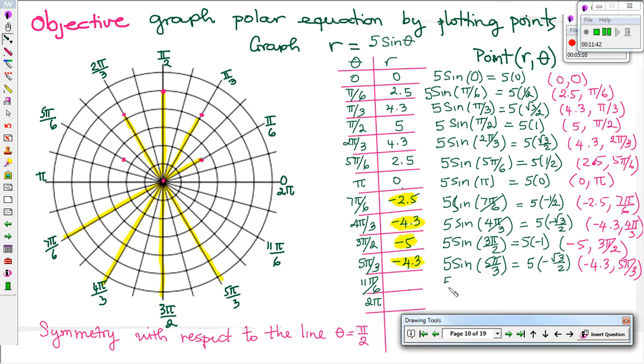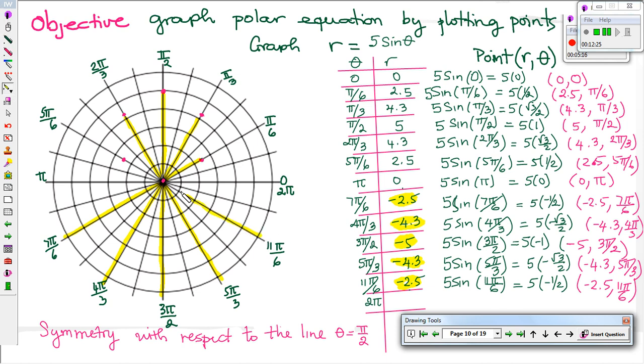Next we substitute theta for 11 pi over 6. So we'll do 5 times sine of 11 pi over 6, which is 5 times negative 1/2. So that will give us negative 2.5. So now we have negative r. So when we plot the point, negative 2.5, comma 11 pi over 6.